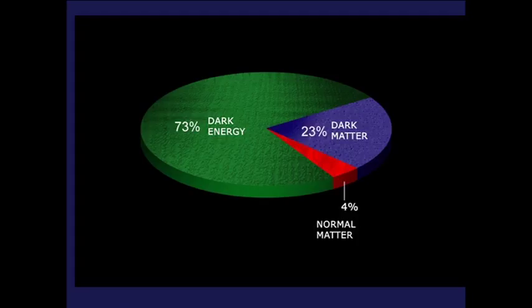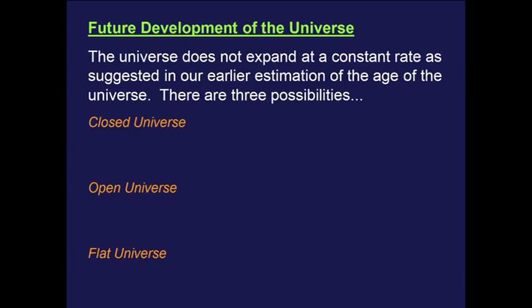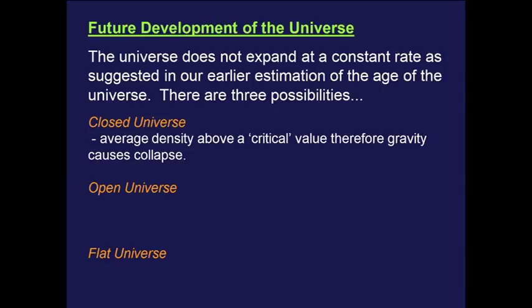So, where does this lead us? What's going to go on in the future? As we say, at the moment the universe is expanding at an increased rate. We don't really know whether it's going to continue to expand at an increased rate or slow down again at some other point, but there are three possible outcomes to this. The first one, of course, is a closed universe where something happens, it gets to a certain value, and then gravity causes it to collapse.